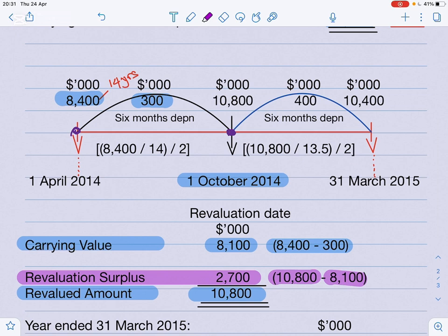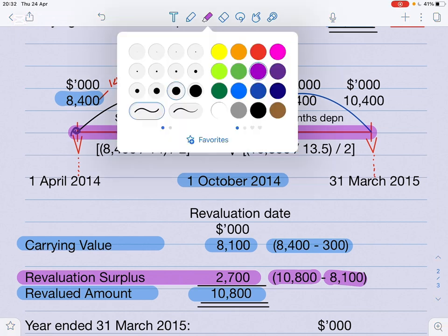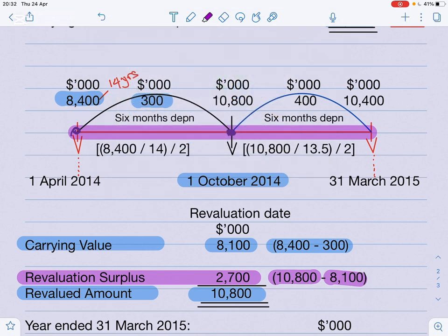But that's not the requirement of the question. The requirement is asking us to determine the depreciation charge for the 12-month period. And we have 6 months to that effect. So for the first 6 months, we already have the depreciation charge to be $300,000. So what we need now is the depreciation charge for the second 6 months. How do we go about it?